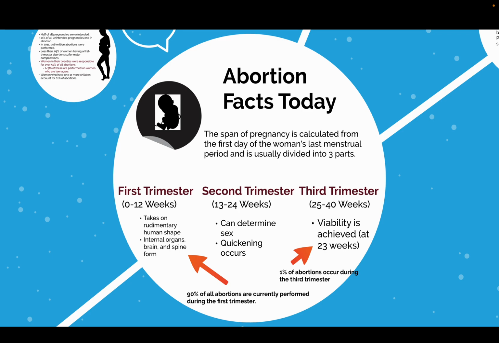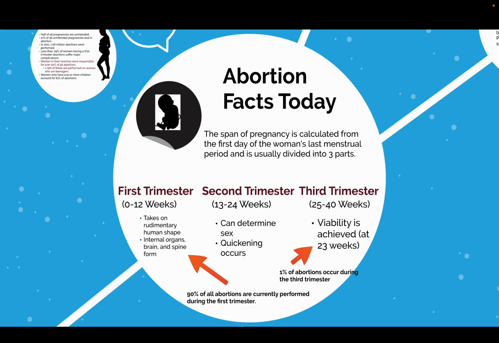The span of a pregnancy is calculated from the first day of the woman's last menstrual period and is usually divided into 3 parts. We have the first trimester, that's 0 to 12 weeks. There the fetus takes on rudimentary human shape, and internal organs, the brain and the spine begin to form. 90% of all abortions currently performed are done during the first trimester. This is the time period when most terminations occur.